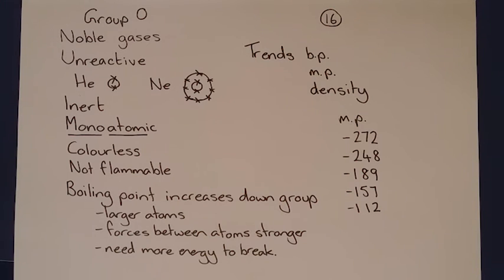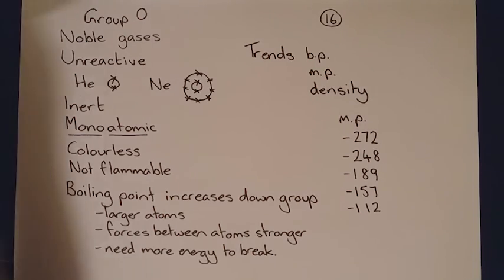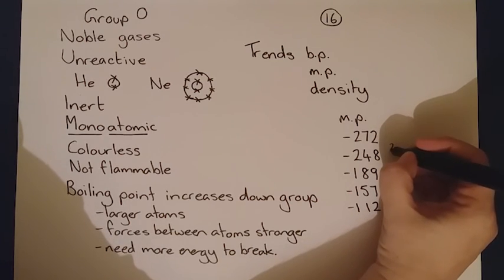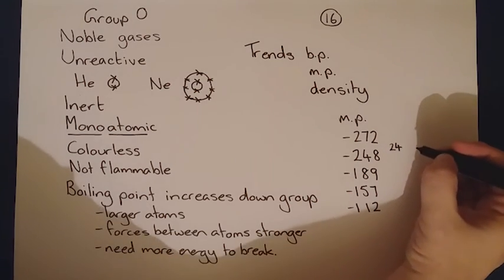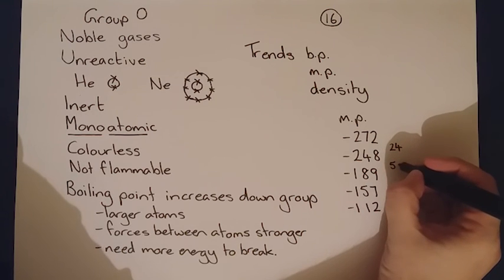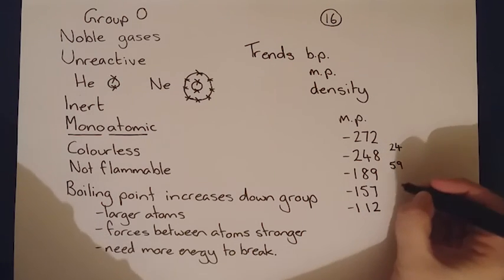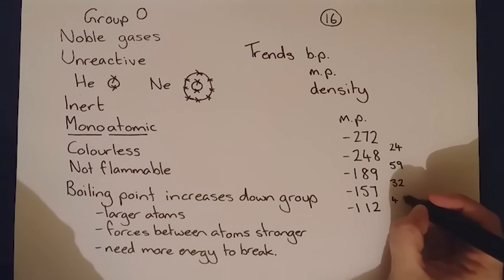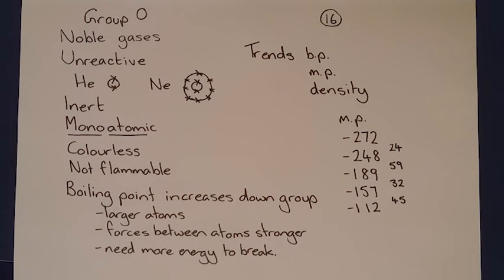A typical question could be, what is the value that is going to come next? They expect you to guess, but they expect it to be an educated guess. So what you need to do is have a look at the gaps between the values. So between -272 and -248, there's a gap of 24 degrees. Between 248 and 189, there's a gap of 59, then a gap of 32, then a gap of 45.